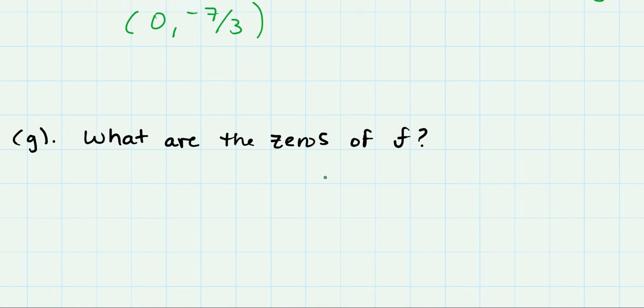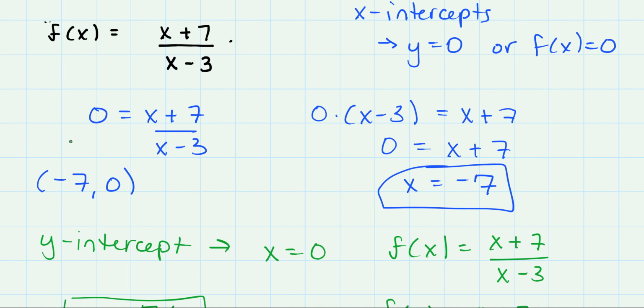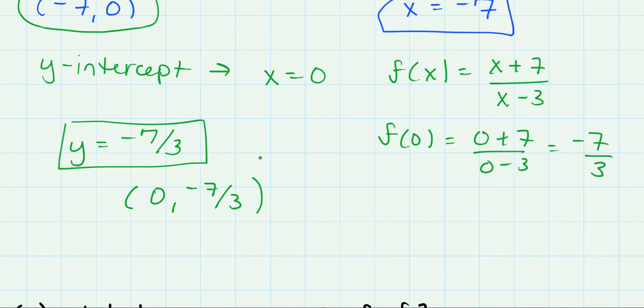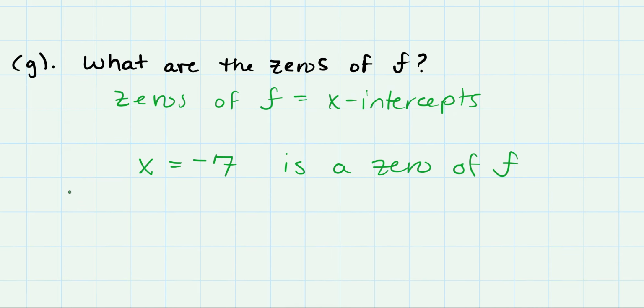One more question. What are the zeros of f? Remember, the zeros of f are the x-intercepts. So zeros of f are the x-intercepts, which tells you that the x-intercept, we actually only had one, which was negative 7, 0. So x is equal to negative 7 is a 0 of f, because f of negative 7 is equal to 0.